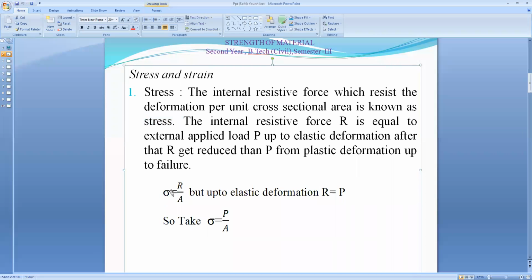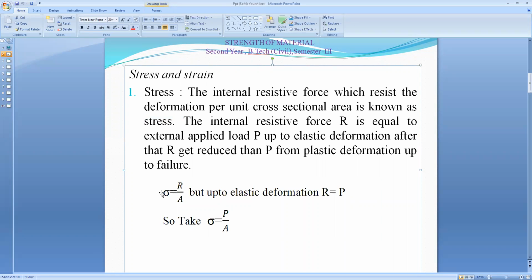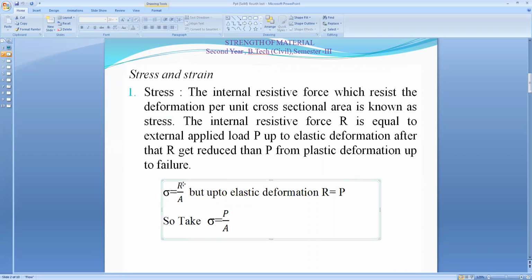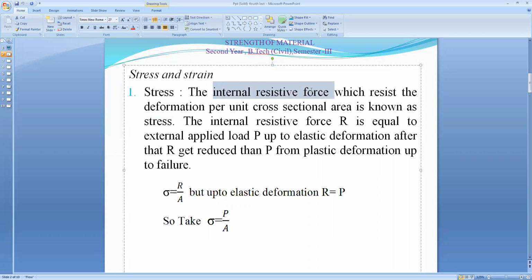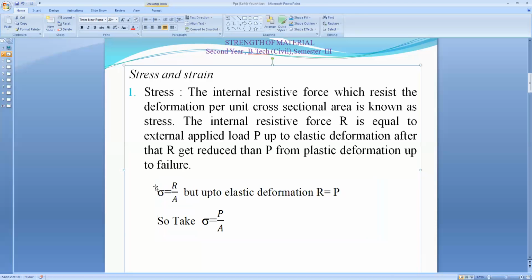The magnitude of the stress is indicated by the symbol sigma, and sigma is equal to capital R divided by A, where R is the internal resistive force and A is the cross-sectional area. We can get the magnitude in terms of intensity, which is known as the stress.